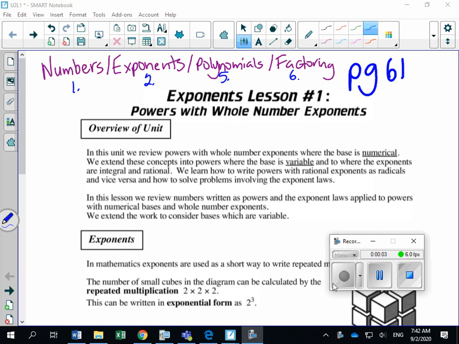Good morning, Math 10s. We are moving on to a new chapter in our workbook, and the chapter is Chapter 2, Exponents. This will be the first lesson, and it's on page 61. And this lesson will be part 1 of 2 for this lesson.